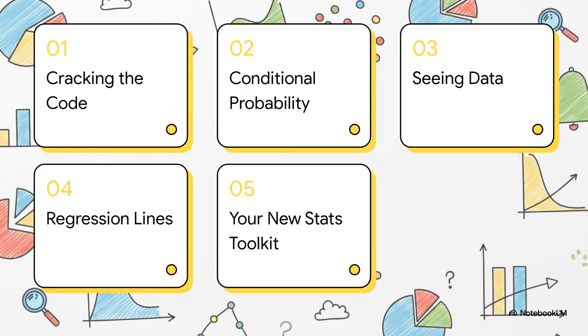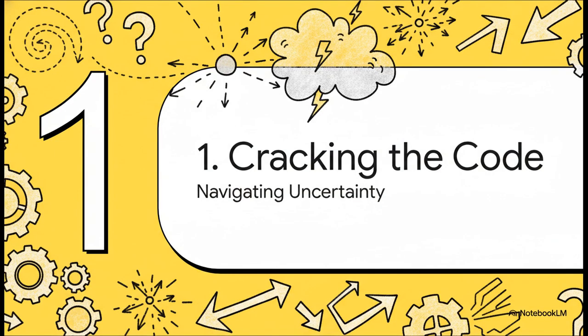Okay, so here's our game plan. First, we're going to talk about why we even need this stuff in the first place. Then we'll get our hands on 3 essential skills: how to update what you think when new clues pop up, how to spot hidden patterns in all the noise, and finally, how to use those patterns to actually make predictions.